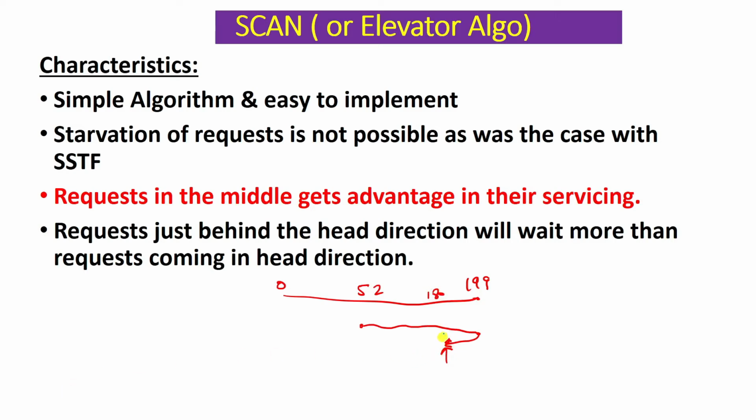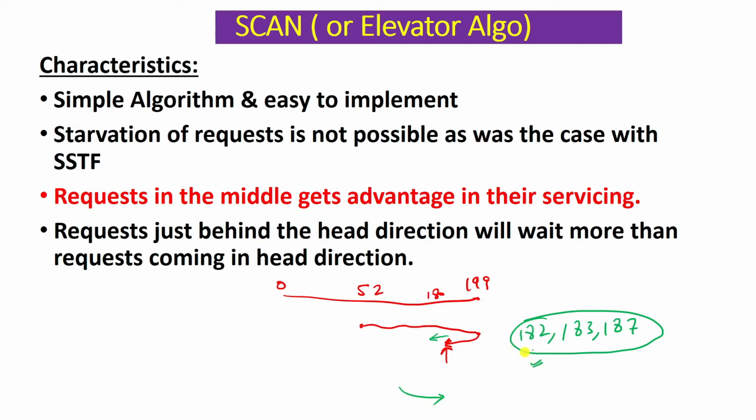After we complete 180, let's say some other requests come that are greater than 180, like 182, 183, 187. In the scan algorithm, when we are moving in this direction, we will not entertain these requests. They will be waiting, and only when we come again in this direction will we service them.